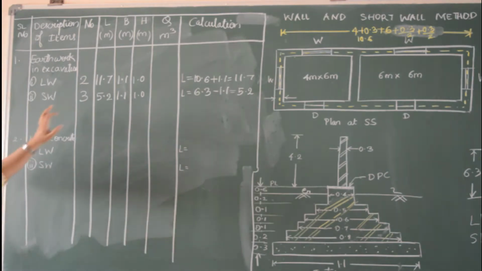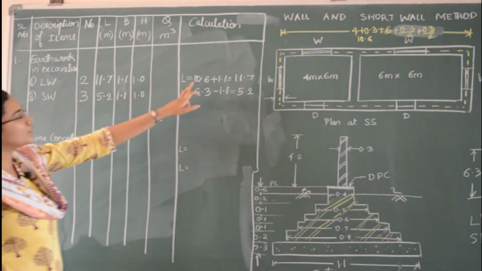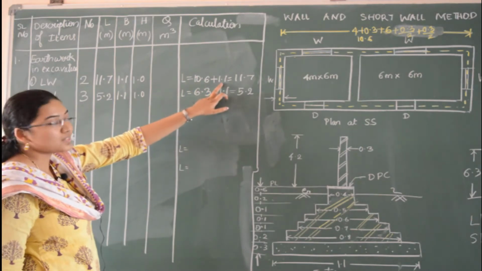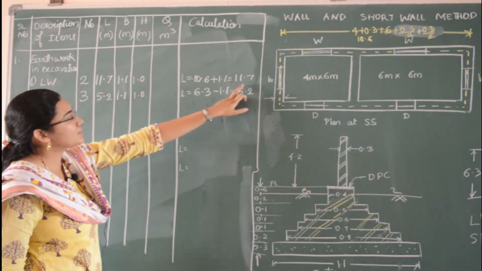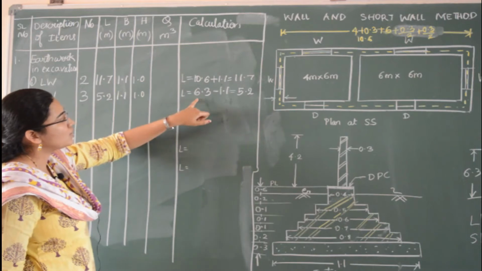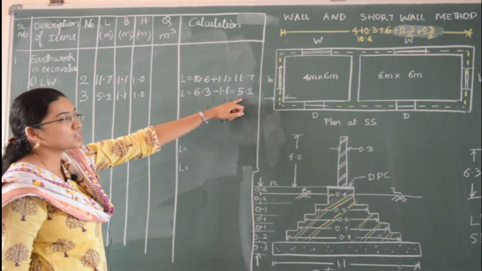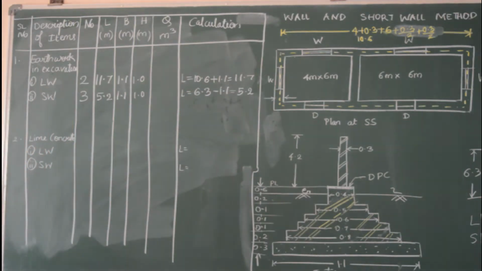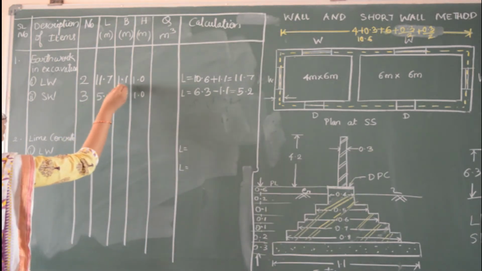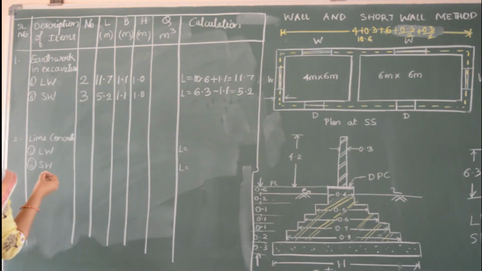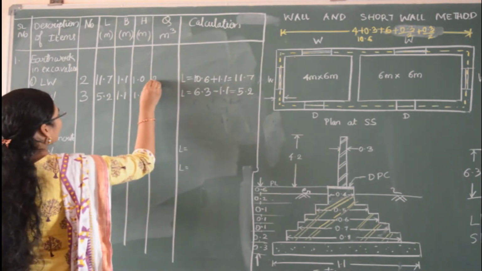So these are the values wherein you have 2 long walls and 3 short walls, the length being the center to center distance plus the excavation distance, that is 11.7. Then for the short wall, 6.3 minus 1.1, which is 5.2. We are going to write up all these, and when you multiply 2 into 11.7 into 1.1 into 1, we are going to get 25.704.